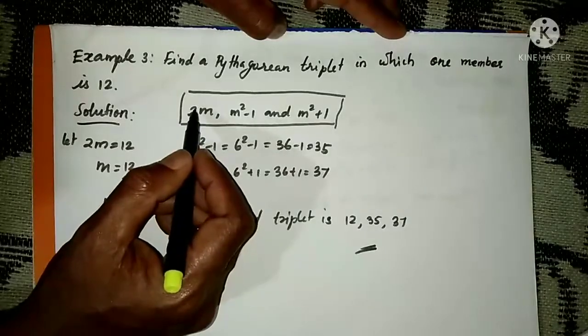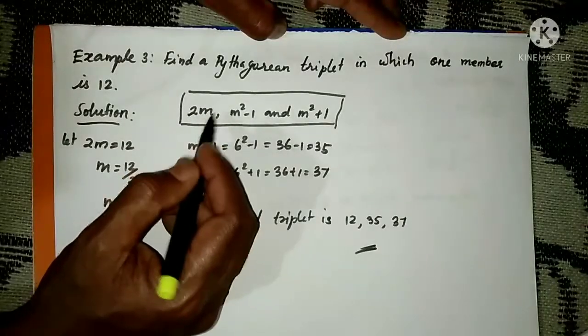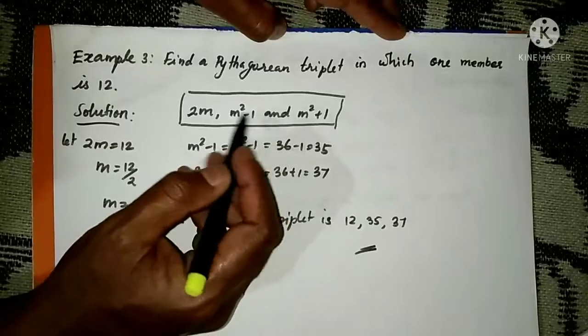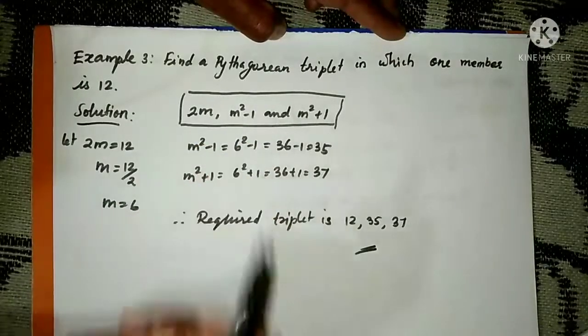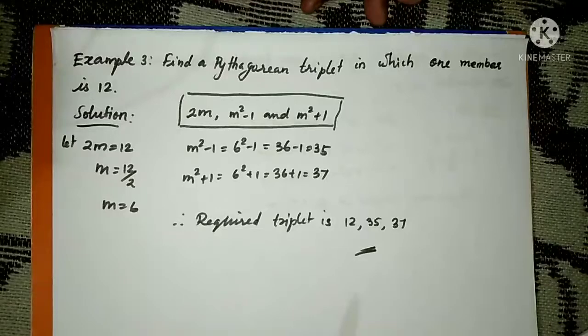See, if you square these numbers, all these numbers, when you square that, it becomes a triplet.